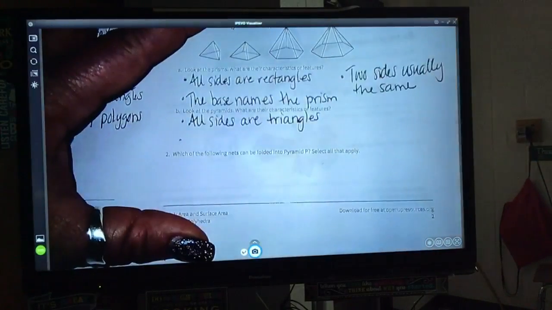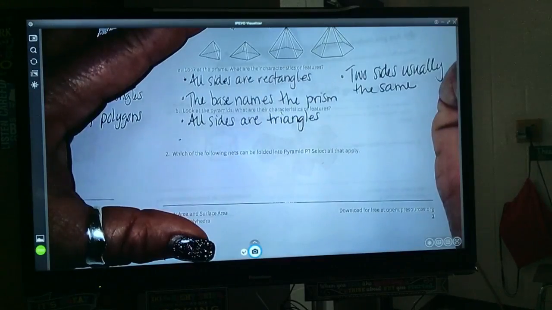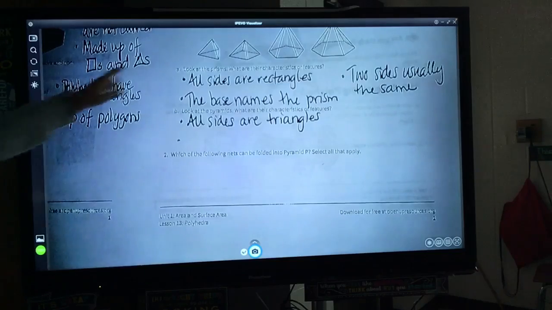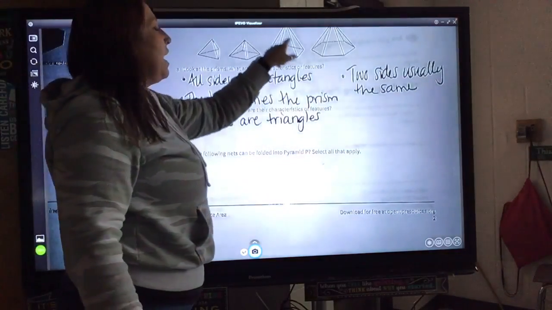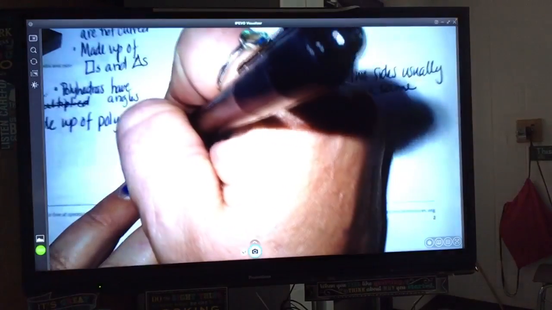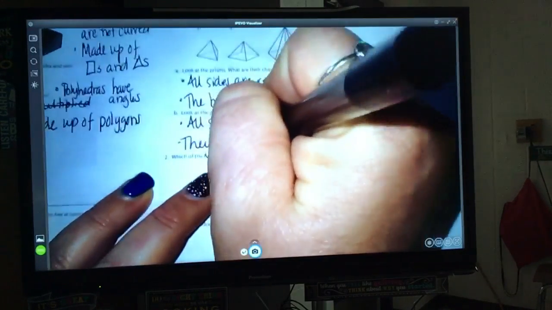Are all the triangles the same size on the sides? Yeah, they have to. Why do they have to? Why do all of these triangles that make up our sides have to be the same? So that they don't overlap each other and fall down. Right, because they all come together and touch at the top.